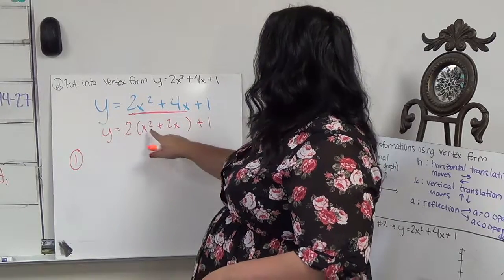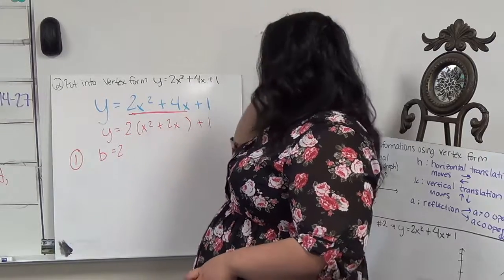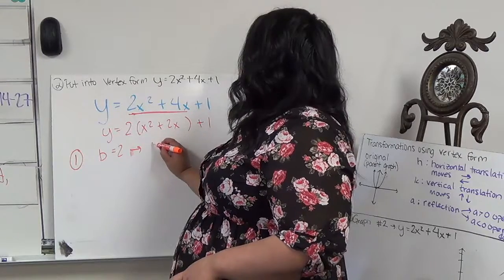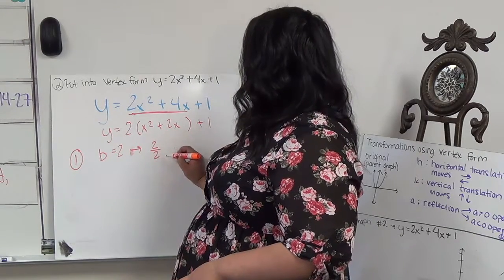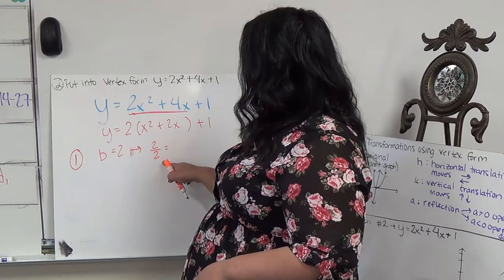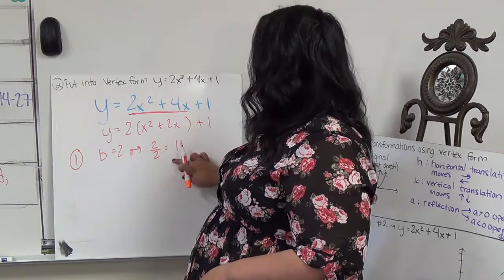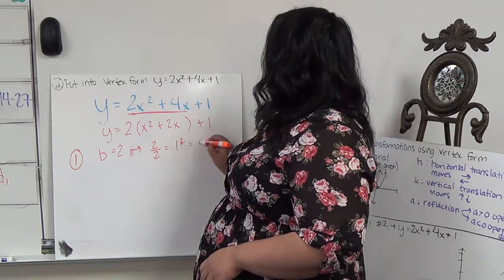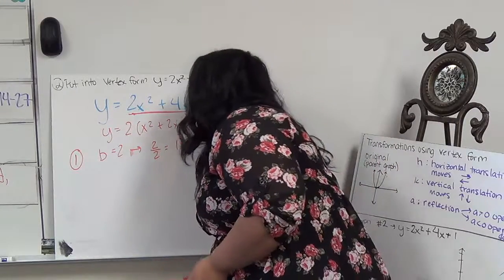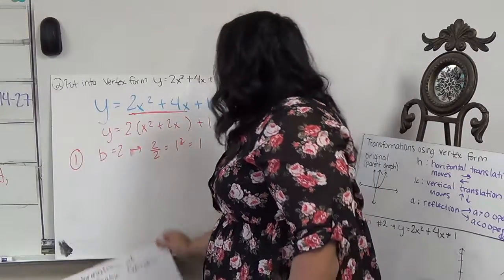Our first step is to take this, and my b is 2, right? So I'm going to go 2 divided by 2 equals 1. Then I'm going to square it, which gives me still 1. So I'm going to take b divided by 2 and then square it. So that's what I did here. B divided by 2 squared, right?